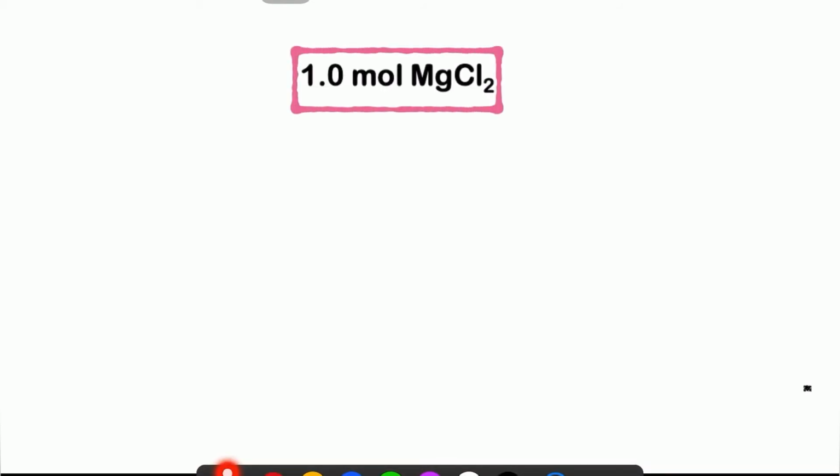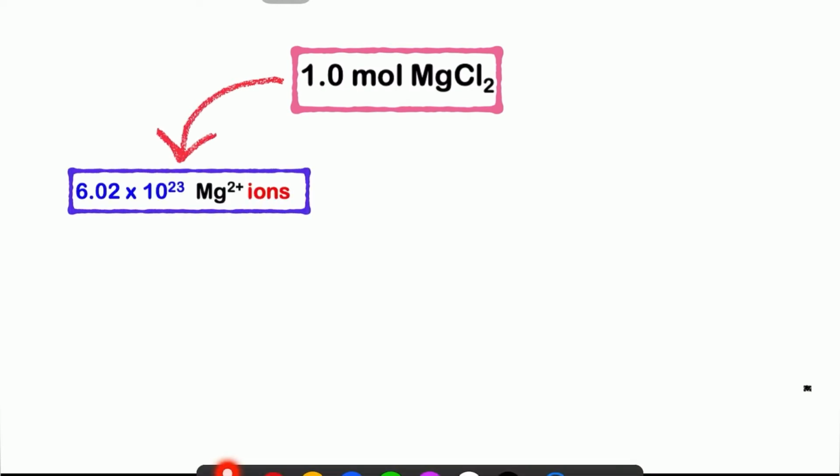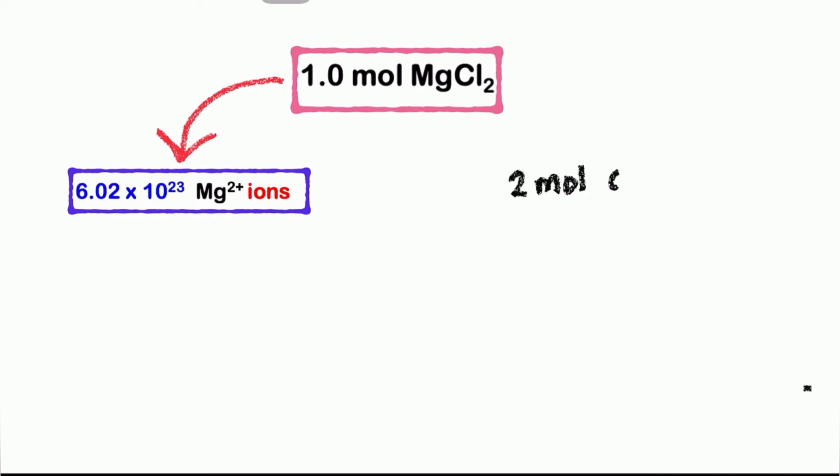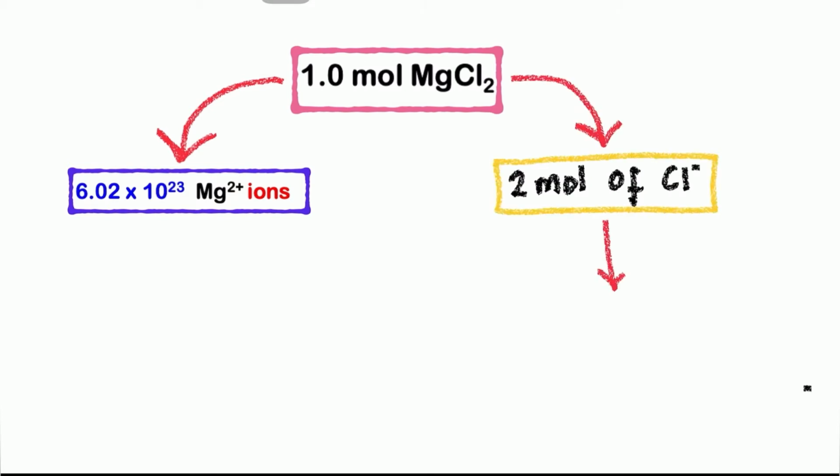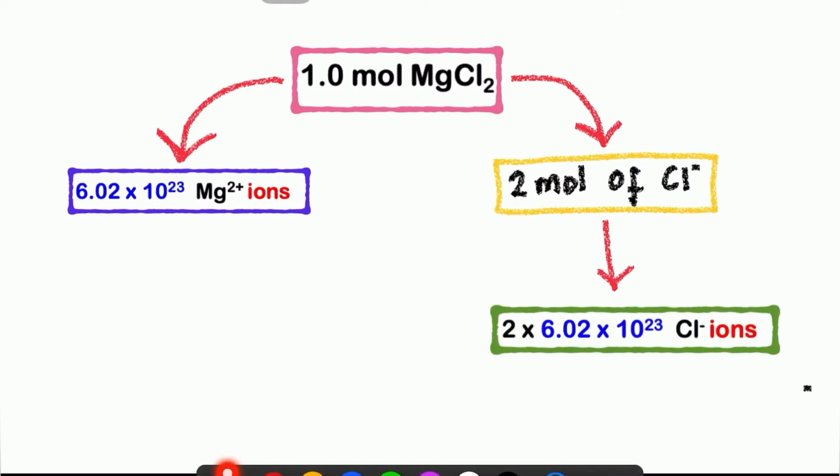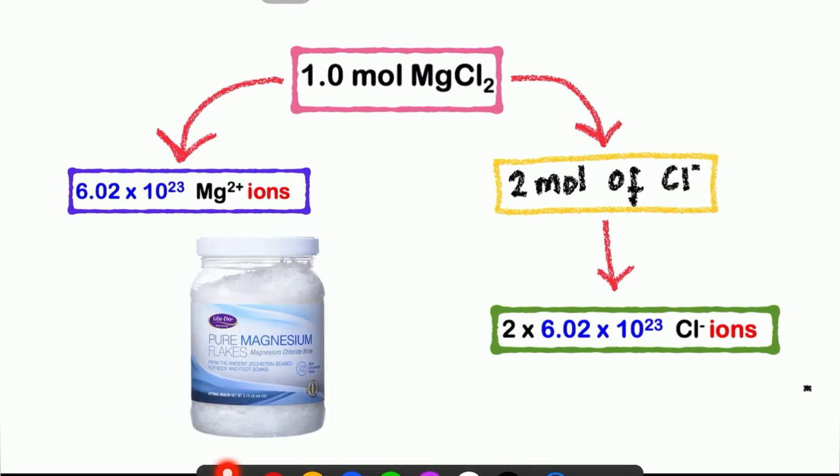1 mole of magnesium chloride. It is an ionic compound. So how many ions? Magnesium 2 plus in 1 mole of magnesium chloride. It has Avogadro number of magnesium 2 plus ions. And how about the chloride ion? In 1 mole of magnesium chloride, we can see that there are 2 mole of chloride ions. So how many ions does it have? 2 times Avogadro number of chloride ions. Okay, this is an example of pure magnesium chloride.